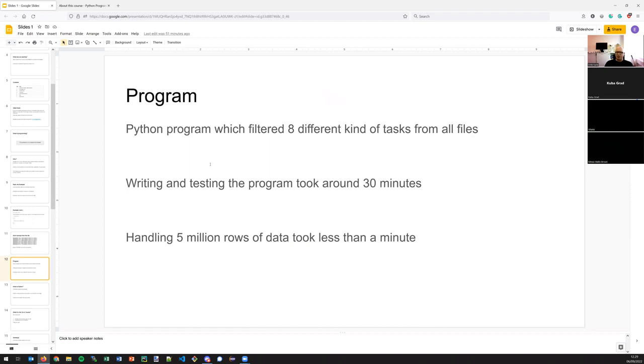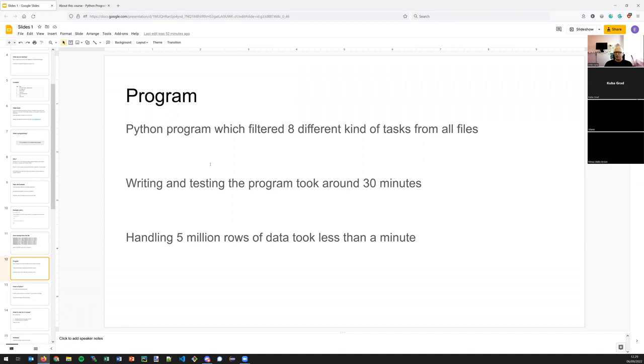Writing and testing the program took around 30 minutes. So it wasn't that long. And I think handling all 5 million rows of data for all those 8 tasks took something like 30 seconds or so. So what I'm trying to tell you with this one is that some problems are really straightforward to solve with programming. And this is also the kind of problem you will learn to solve in this course.